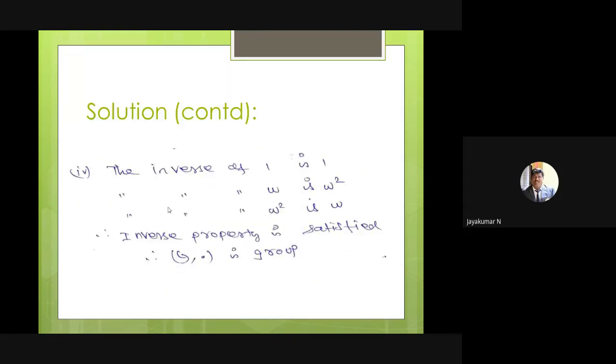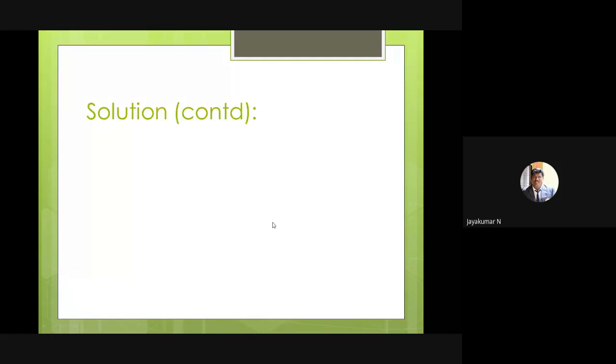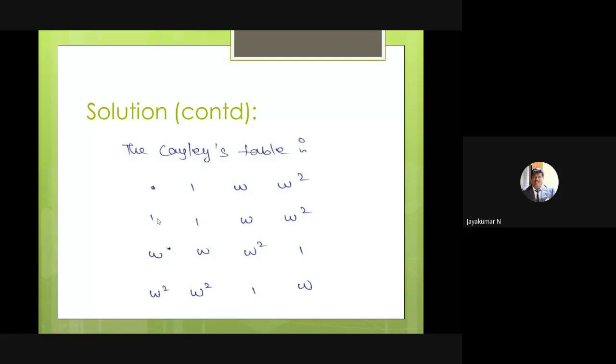The first three you can write directly, but the inverse you have to mention. What is the inverse of 1? What is the inverse of omega? What is the inverse of omega square? We see the table. What do we mean by inverse? Suppose I want to find the inverse of 1: 1 into some element equal to e. Obviously the inverse of 1 is 1. Similarly, to find the inverse of omega, omega into something which equals the identity element, since a into a inverse equals e. So omega into which element gives the identity element?